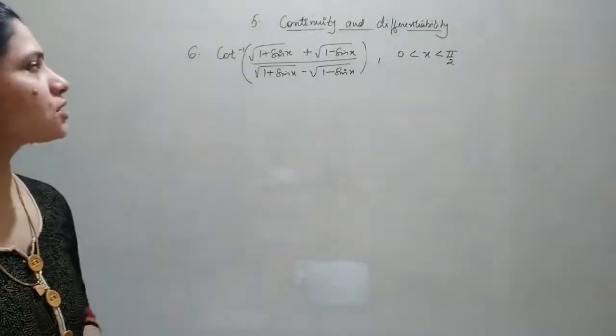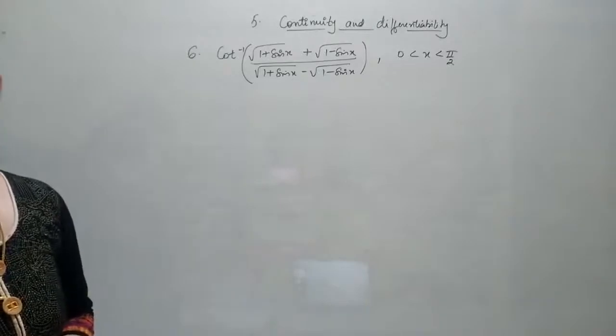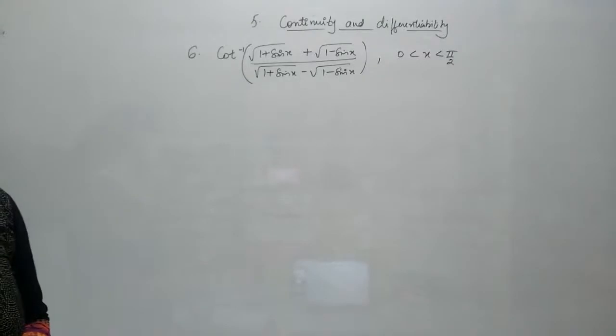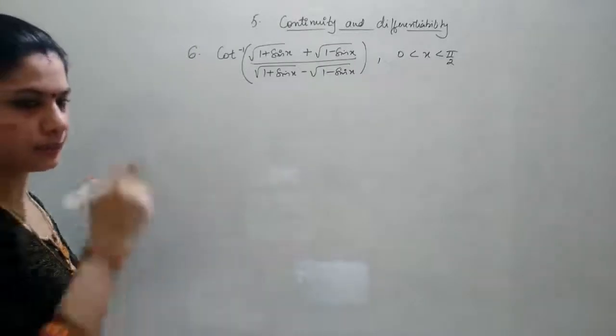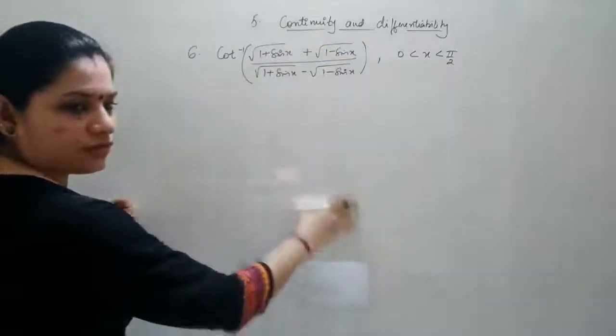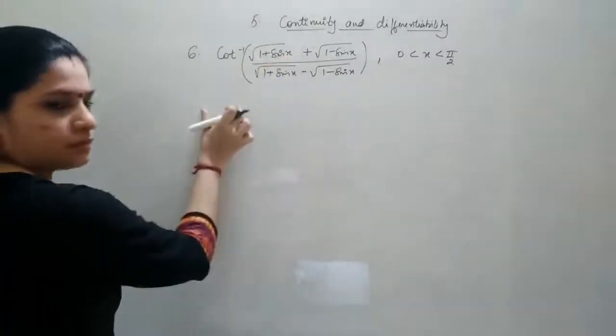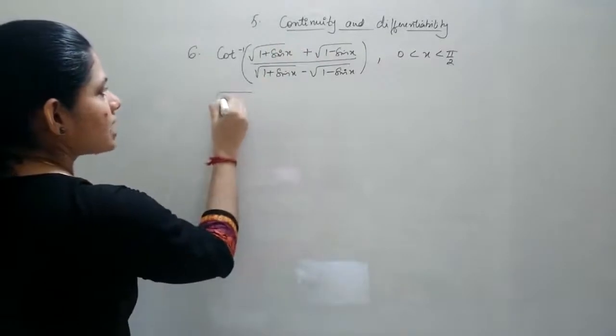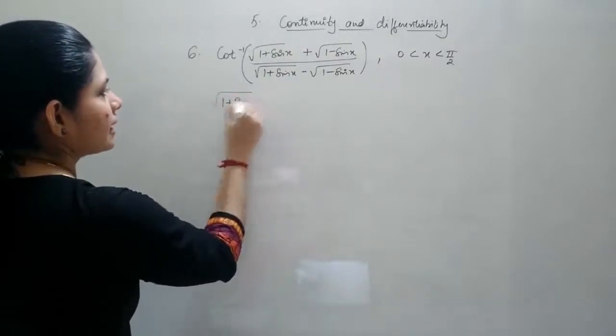Question number 6 is cot inverse of root of 1 plus sin x plus root of 1 minus sin x divided by root of 1 plus sin x minus root of 1 minus sin x, where x lies between 0 and pi by 2. For this type of problem, you need not solve here itself. You just take one term, simplify and then substitute. So we will start with what is root of 1 plus sin x.